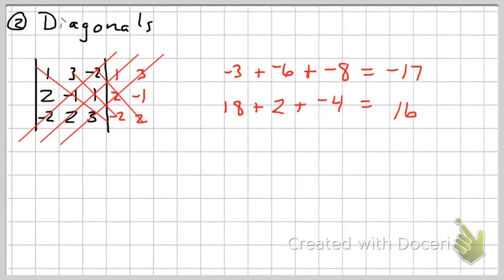And so now we have two numbers. The first addition gave us negative 17. The second addition gave us 16. We subtract those two numbers, giving us a final answer of negative 33. Okay, so let's try again.